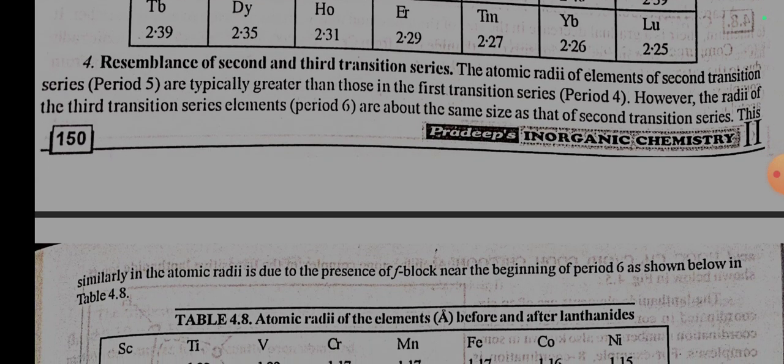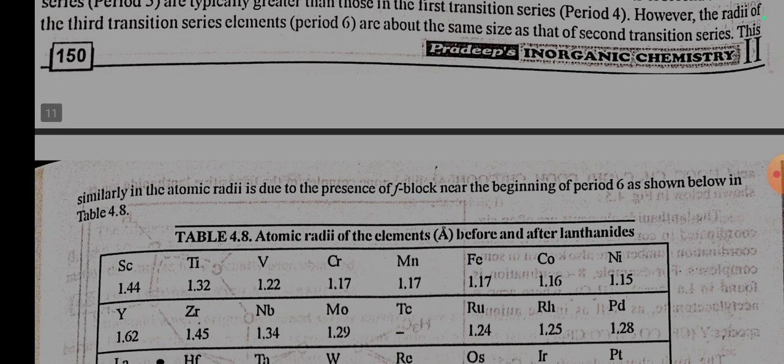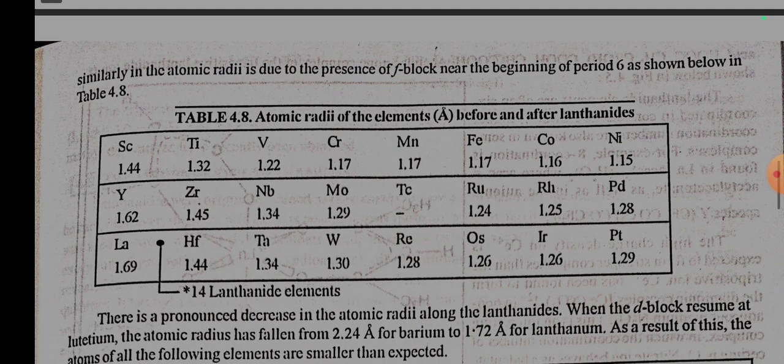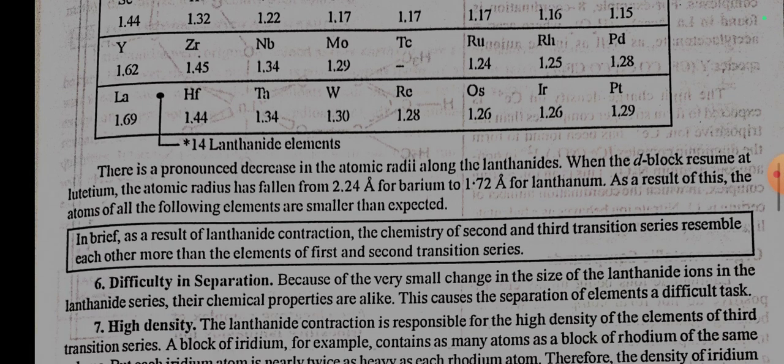Number 4, resemblance of second and third transition series. The atomic radii of elements of the second transition series are typically greater than those in the first transition series. However, the radii of the third transition series elements are about the same size as that of the second transition series. This similarity in the atomic radii is due to the presence of the f block near the beginning of period 6, as shown below in the table.